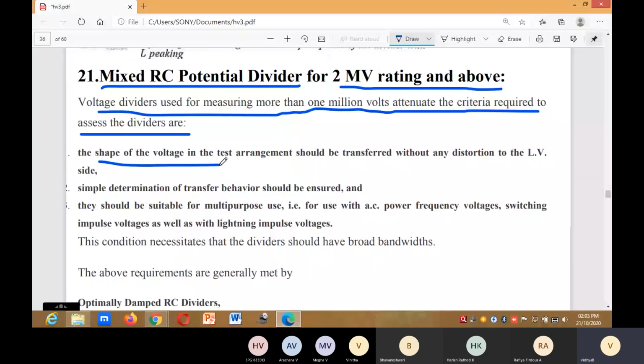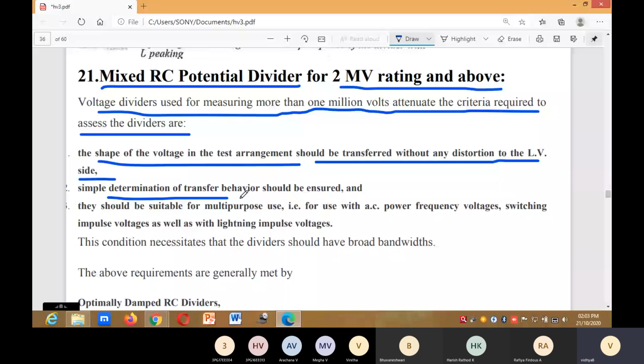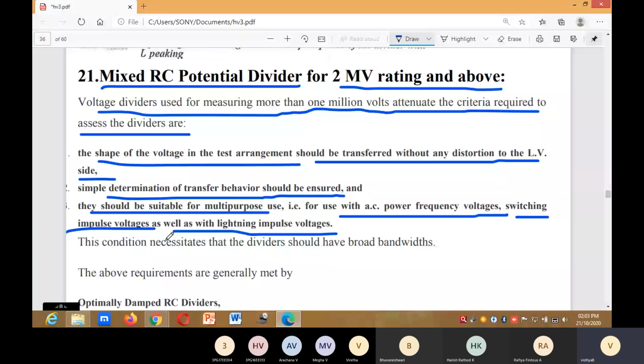The shape of the voltage in the test arrangement should be transferred without any distortion to the LV side. The simple determination of transfer behavior should be ensured, and the divider should be suitable for multi-purpose use with AC power frequency voltages, switching impulse voltages, as well as lightning impulse voltages. This condition necessitates that the dividers should have a broad bandwidth.